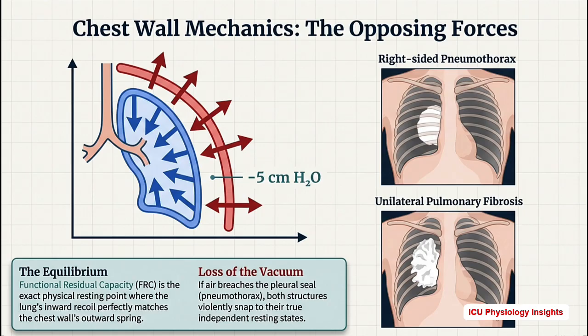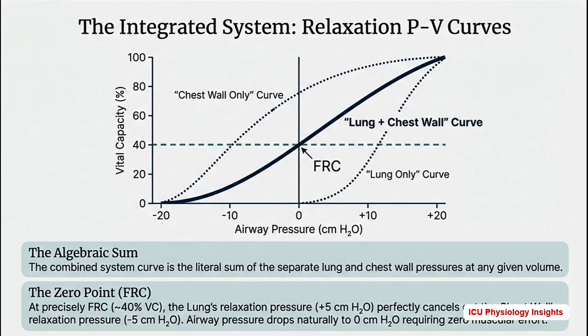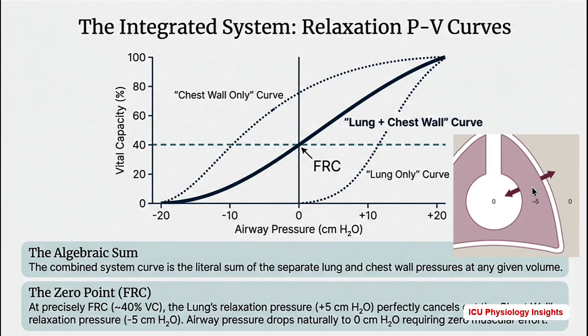And in direct opposition to that, you have the chest wall. At typical lung volumes, it acts like a compressed spring that wants to expand outwards. Functional residual capacity, or FRC, is the critical equilibrium point of the respiratory system. As shown here, at this very specific volume, the inward elastic recoil of the lung, which generates a positive pressure, is perfectly matched and opposed by the outward spring of the chest wall, which generates a negative pressure. The two forces cancel each other out, and the net pressure across the total system is zero.